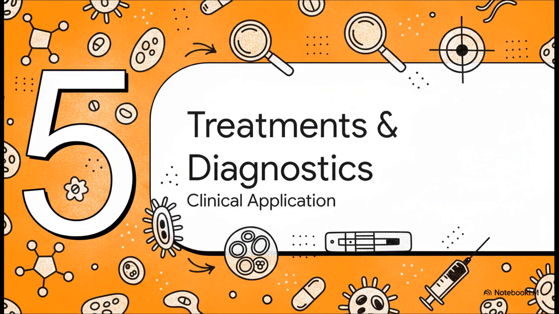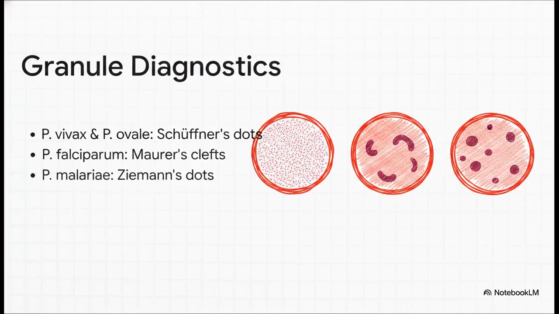Let's bring it all together in Section 5, Targeted Treatments and Diagnostics. For rapid diagnostics on blood films, you really want to look for the unique granules deposited in the red blood cells. This is a classic board exam topic, so definitely lock this in your brain. P. vivax and P. ovale show Schüffner's dots. P. falciparum shows Maurer's clefts, and P. malariae shows Ziemann's dots. Memorize these associations, guys. They will absolutely save you vital time in high-pressure clinical scenarios.